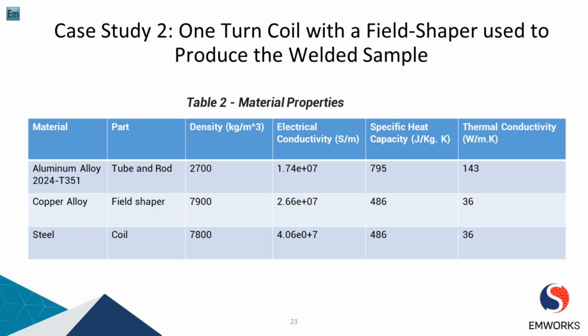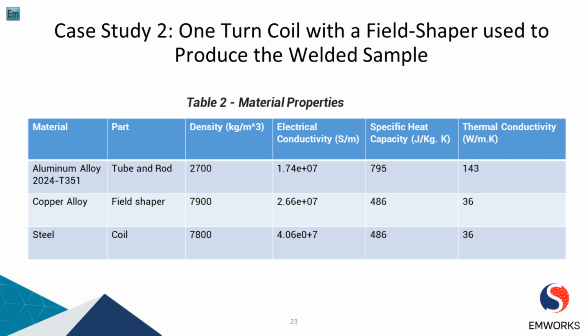Material properties such as density, electrical conductivity, specific heat capacity, and thermal conductivity are essential in determining how each material behaves during the welding process. Understanding these properties aids in accurately simulating the electromagnetic and thermal dynamics and is crucial for achieving a successful weld. The table showcases the specific values of these properties for each material involved in the simulation.